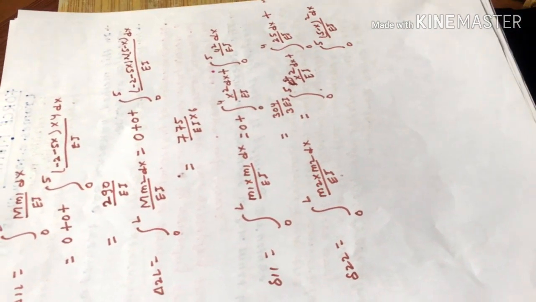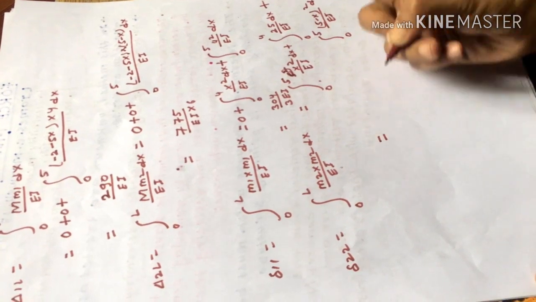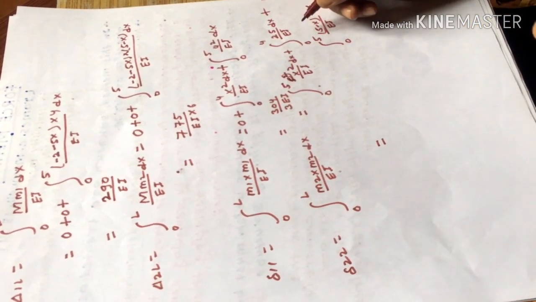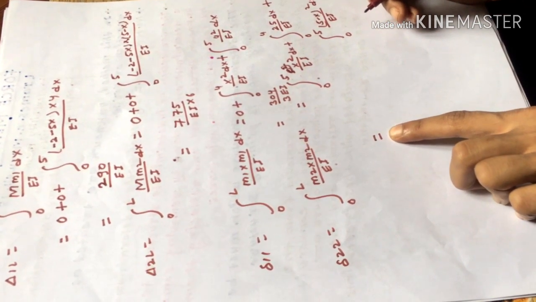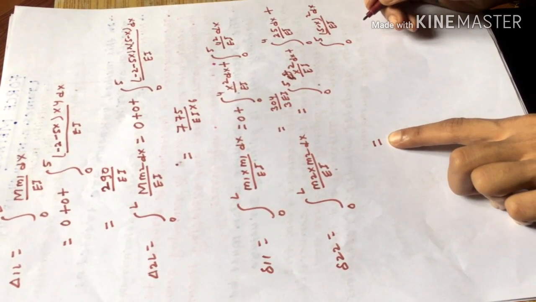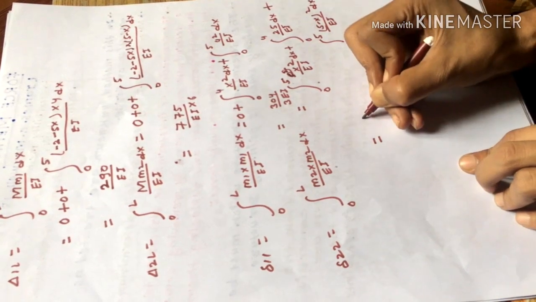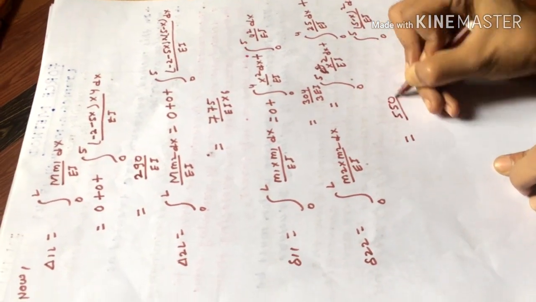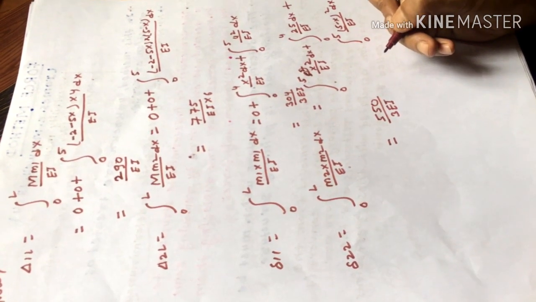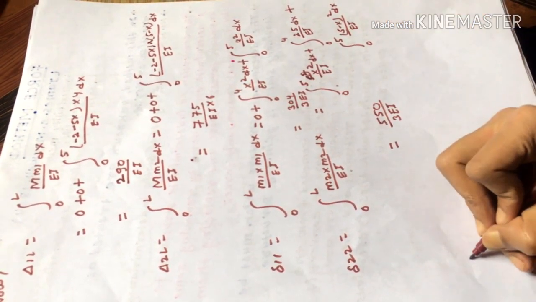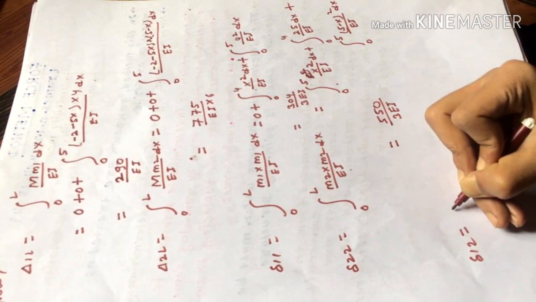Let us calculate using the calculator, thereby taking 1 by EI outside, and you will get the result as Δ2 is equal to 550 divided by 3EI.